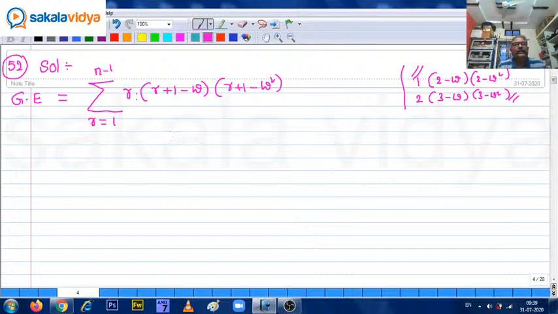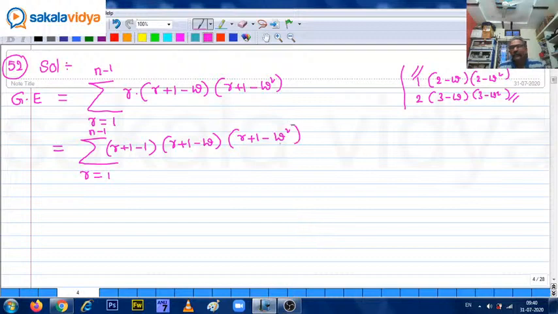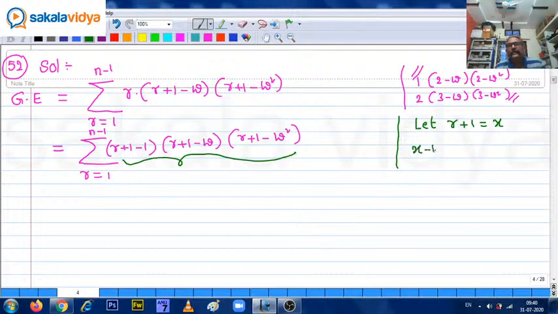That's why this is the general term. So you need to multiply these 3, which can be rewritten as sigma r is equal to 1 to n minus 1. This r can be written r plus 1 minus 1, r plus 1 minus omega and r plus 1 minus omega square. So yesterday in class we discussed one beautiful concept, let me explain once again. That result we need to make use of. Let us say r plus 1 equals x. Now this becomes x minus 1 times x minus omega times x minus omega square.